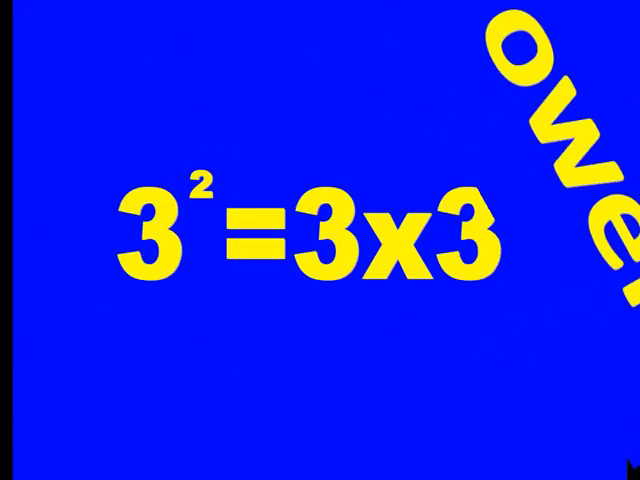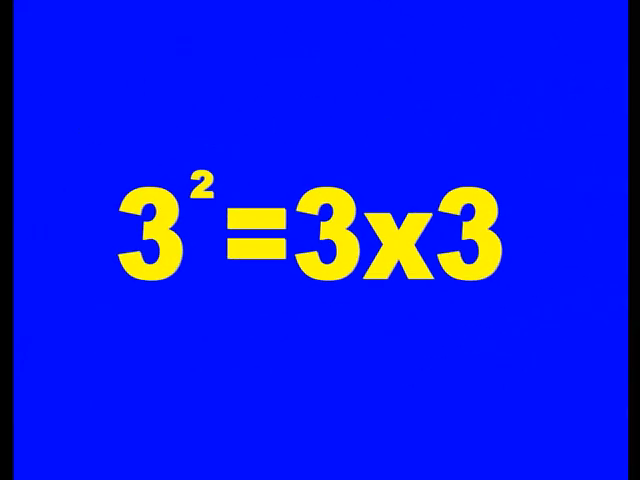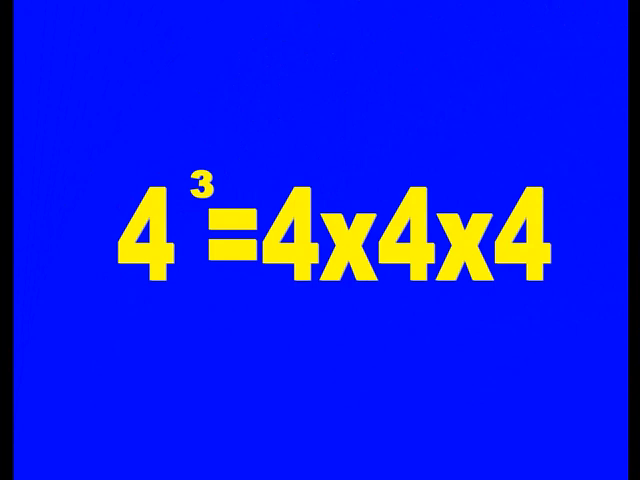Power. A superscripted whole number, n, is the symbol used for the power of a number. For example, 3 raised to power 2 means 3 to the power of 2, which is the same as 3 squared or 3 times 3. 4 raised to power 3, or 4 cubed, means 4 times 4 times 4.